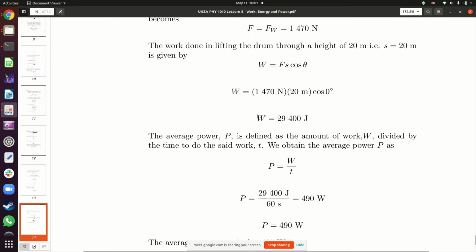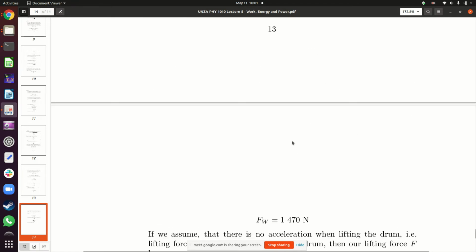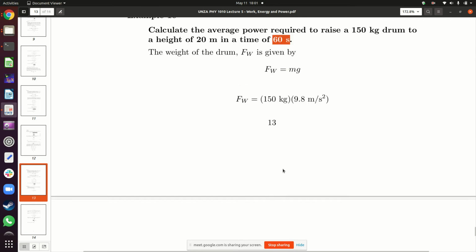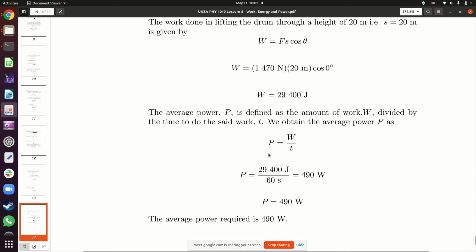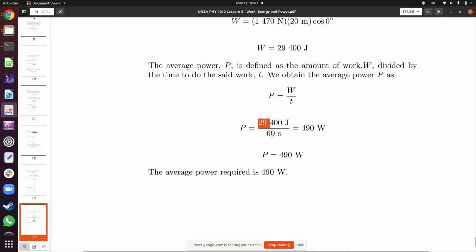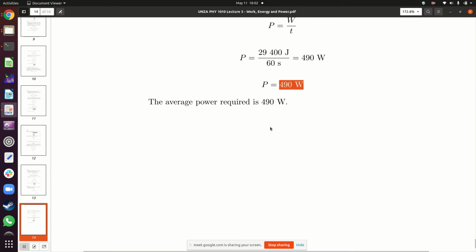You end up having your work done as 29,400 joules. So you do 29,400 joules of work. This amount of work is done in 60 seconds, which is 1 minute. Power is equal to the work done divided by the time. So you're going to have 29,400 divided by 60 seconds. So you end up having a power which is equal to 490 watts. So your average power in this case is 490.